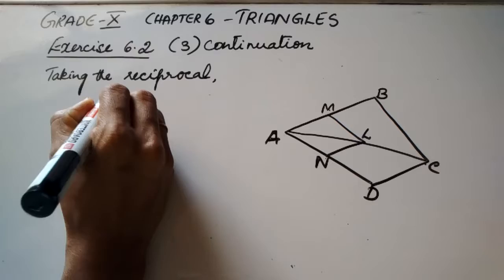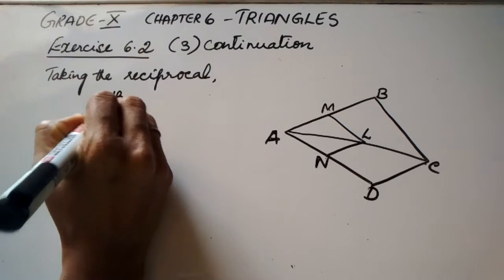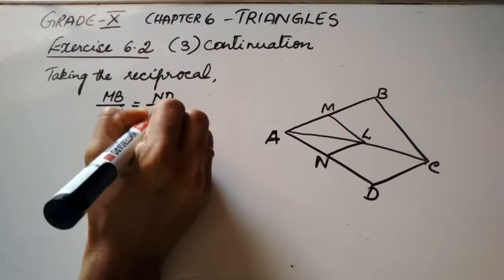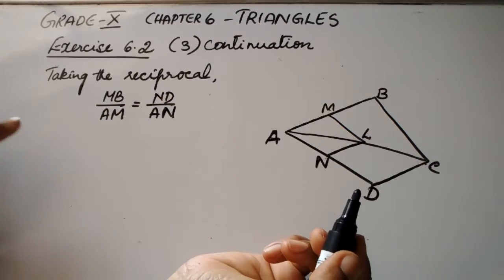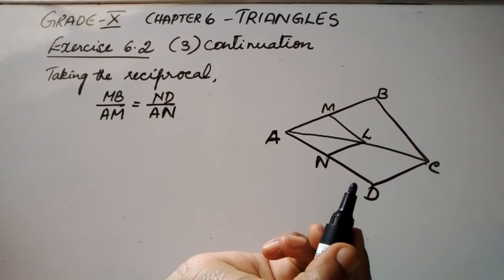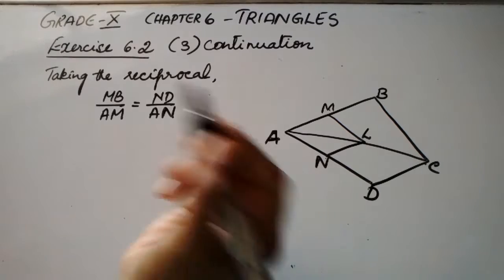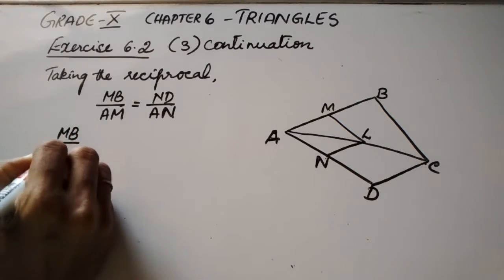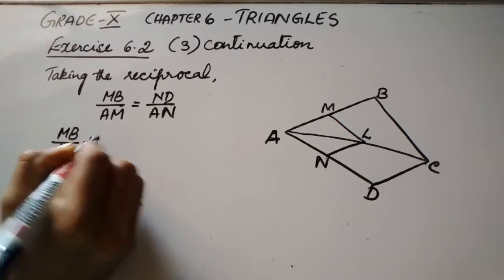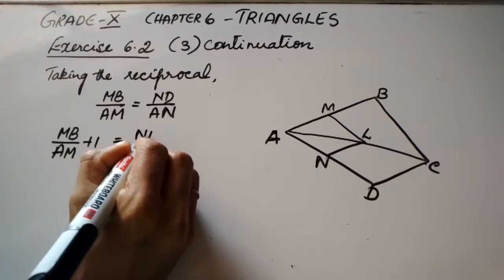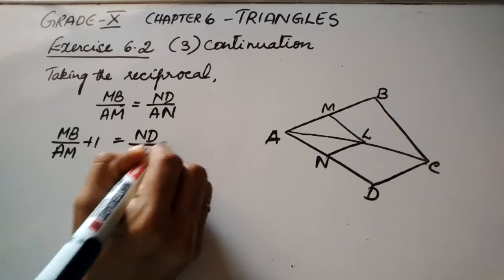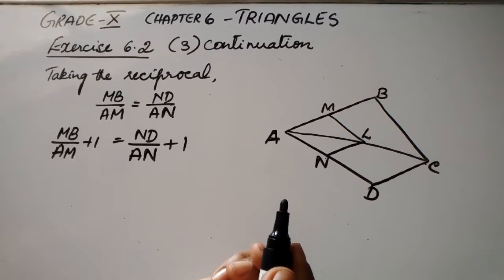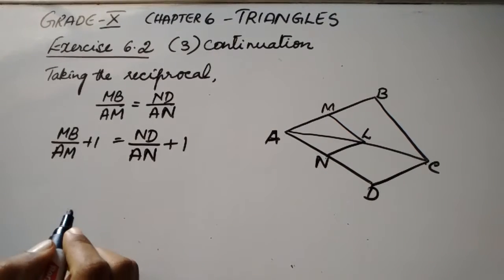we got MB divided by AM is equal to ND divided by AM. This is after taking the reciprocal. After this, we need to add 1 to both the sides. MB divided by AM plus 1 is equal to ND divided by AM plus 1. Next, let us use the LCM method.